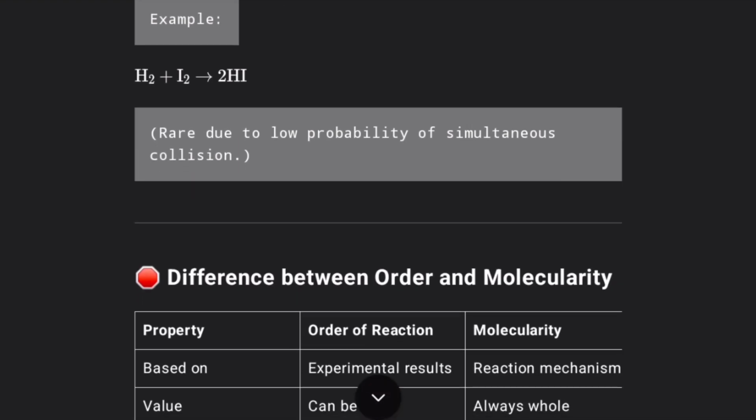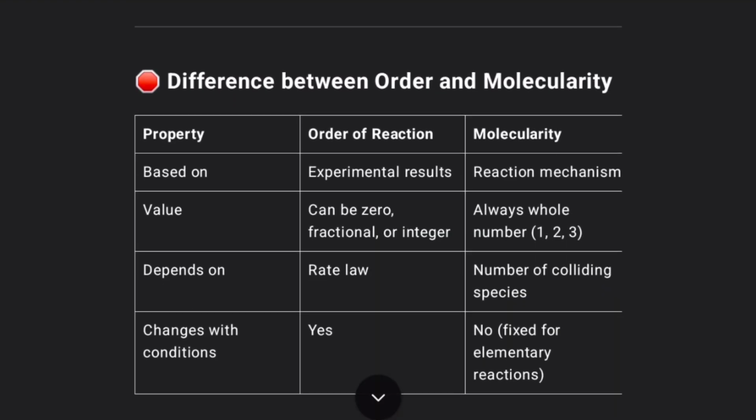Difference between order and molecularity. Property: order of reaction is based on experimental results, while molecularity is theoretical.